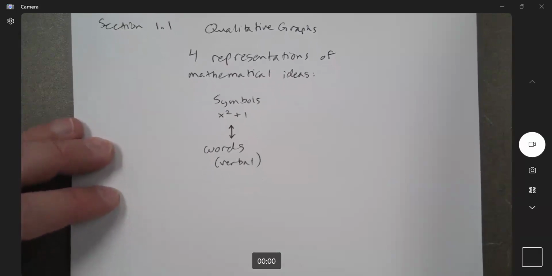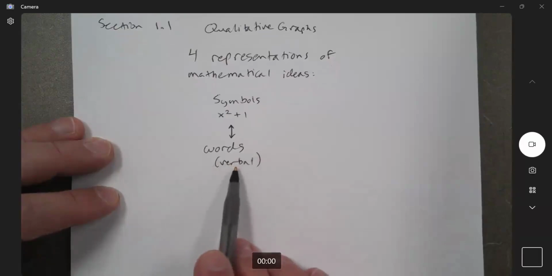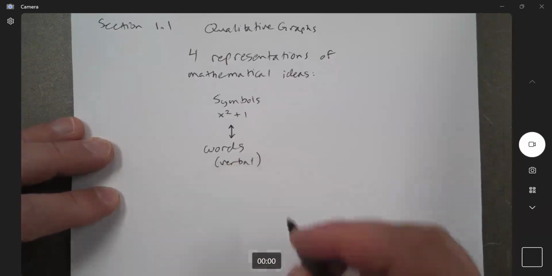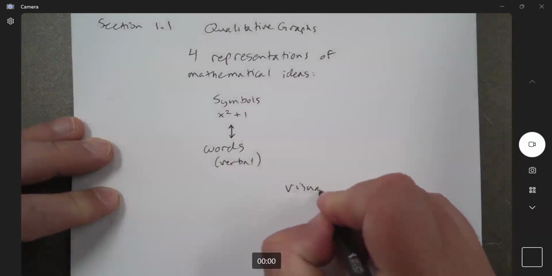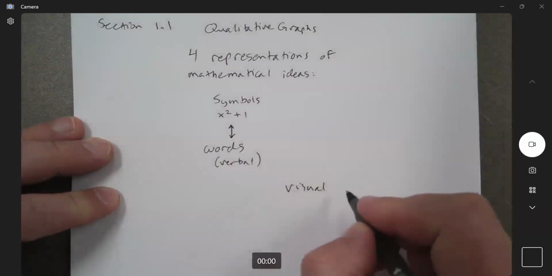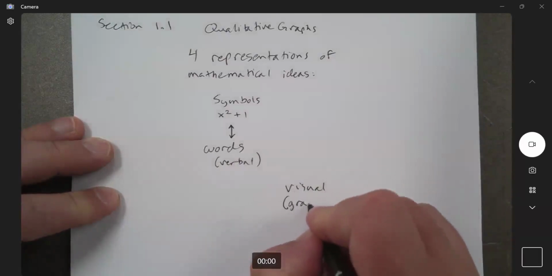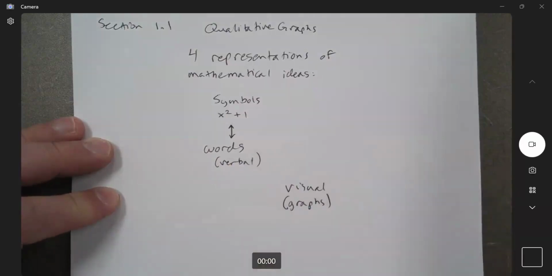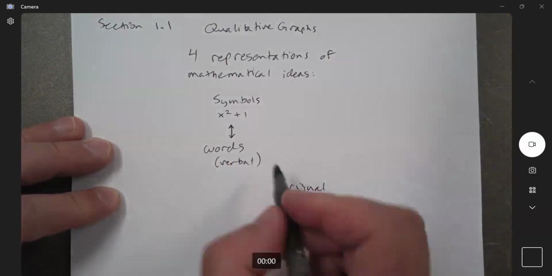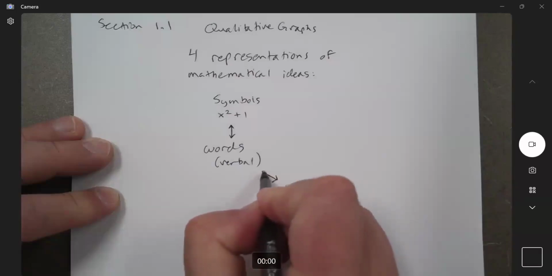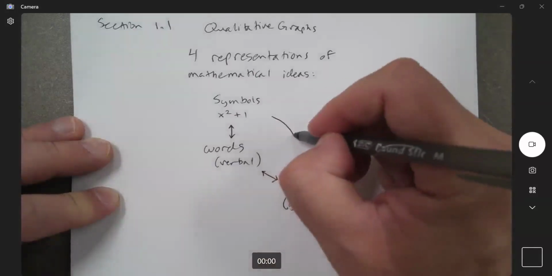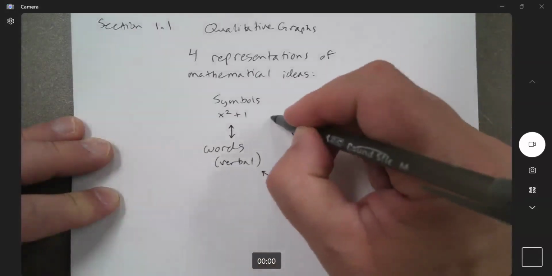But human beings are not only verbal, we are also very much visual learners. And so there's a visual representation, which is often graphs, but not always graphs. And so we're going to spend a lot of time in this class working on how to go from words to visual, or from symbols to visual and vice versa.